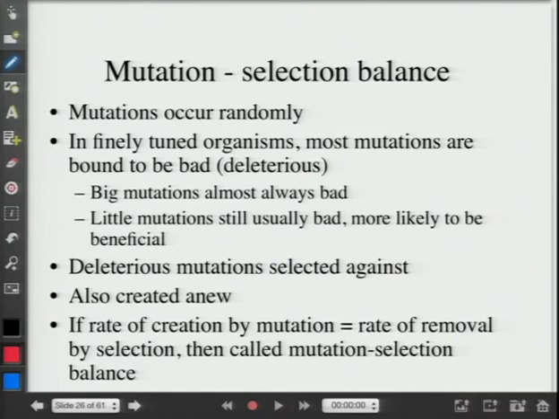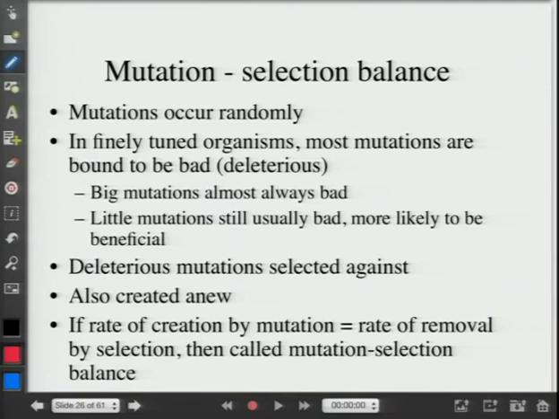They're very, very likely to lower the fitness of the organisms. Smaller mutations, like little changes in amino acid sequence, are also likely to be bad, but they have more of a chance of being beneficial. So the scale of the mutation is related to its likelihood of being positive or negative for organismal fitness. So deleterious mutations are selected against by definition, right? A mutation that is bad for fitness is being selected against, because that's what fitness is. But they also get created anew by additional mutations.